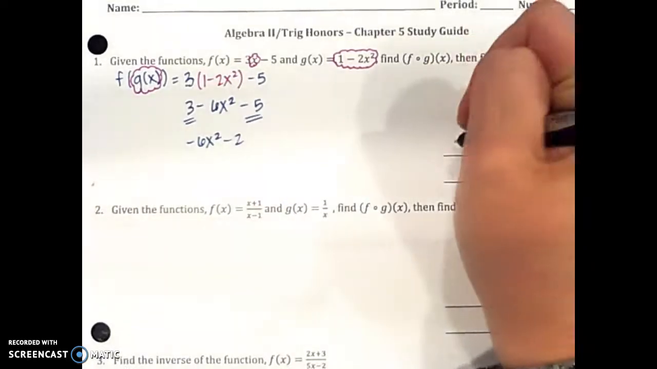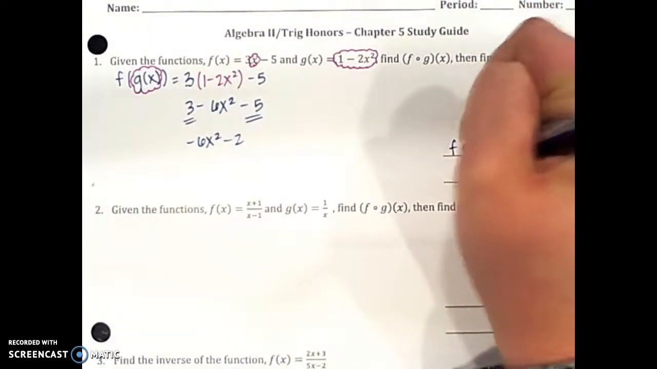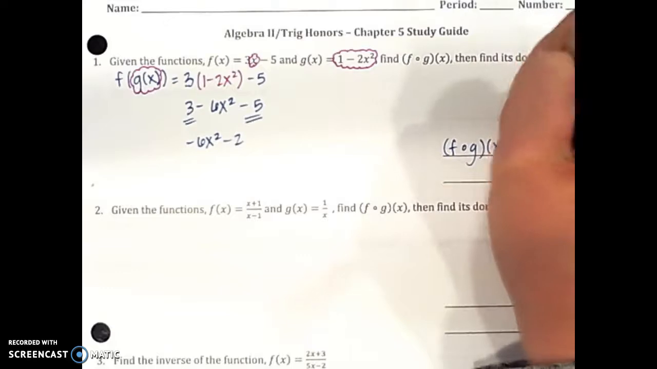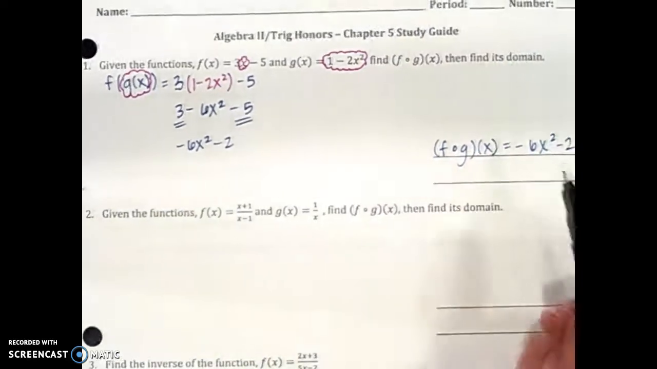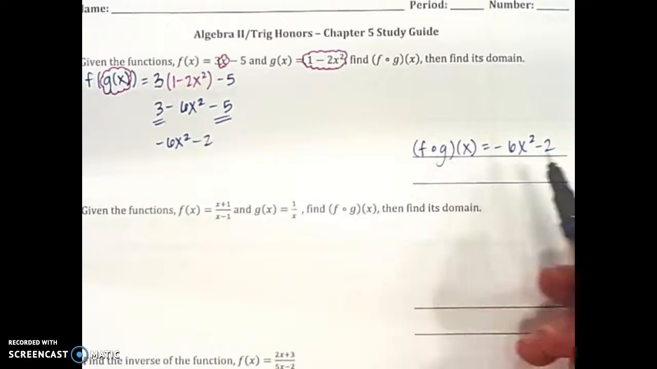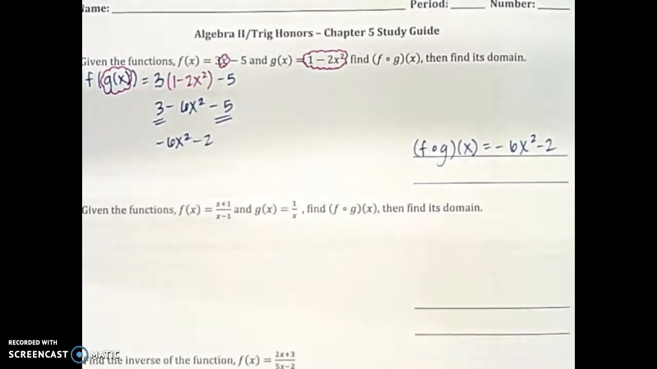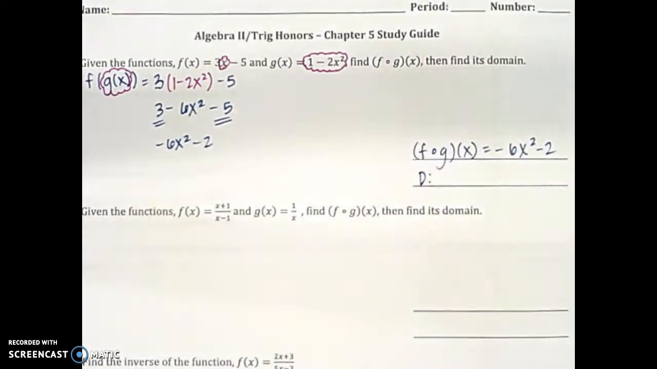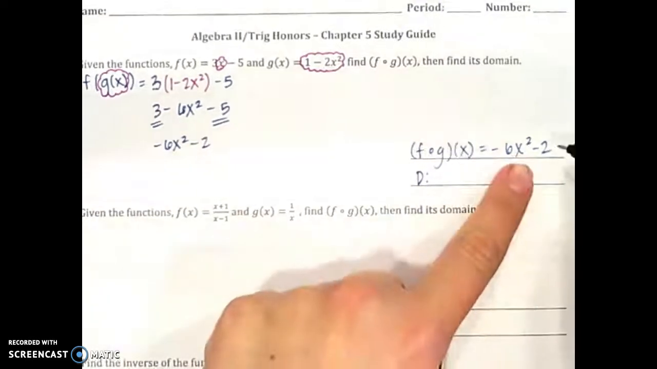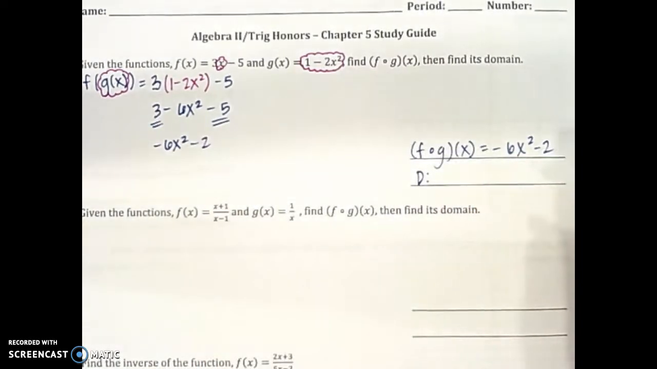So this would be my answer. And you don't have to write the f of g of x. I'm fine if you were just to write negative 6x squared minus 2. Okay, so the second part is finding the domain. Now this one, the domain, is kind of easy because if you notice, we first have to find the domain of negative 6x squared minus 2.